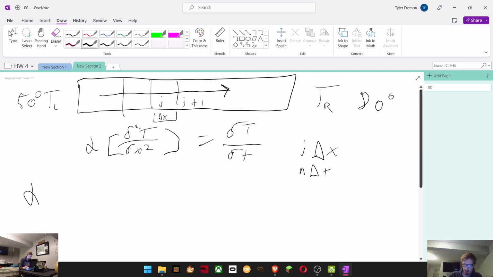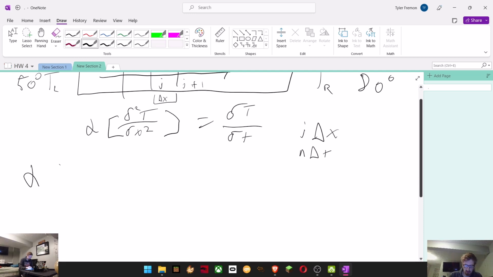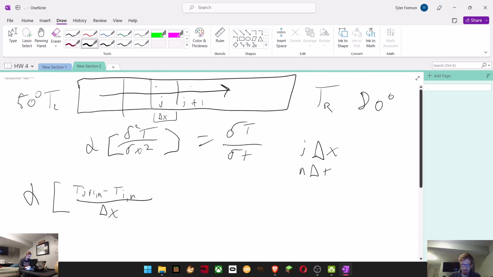And the first thing we're concerned about is how the temperature changes going from point j to point j plus 1. So that's just going to look like the temperature at j plus 1, n, minus the temperature at j, n, divided by our position step.